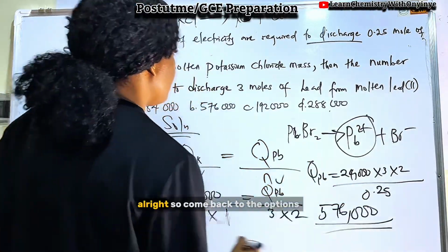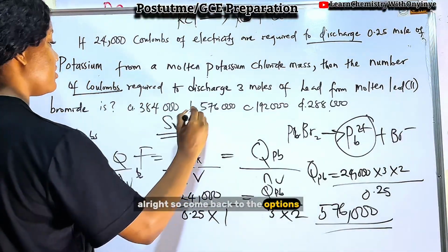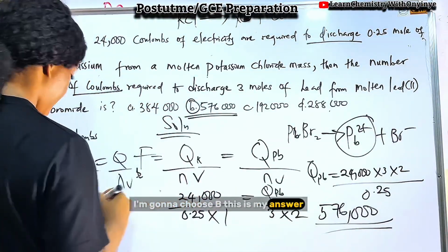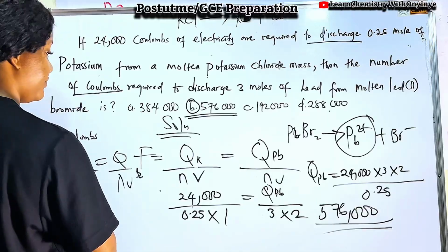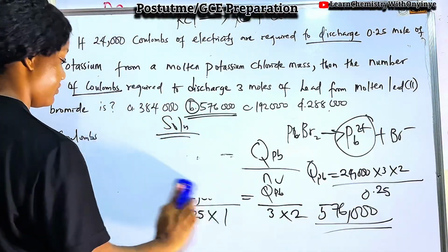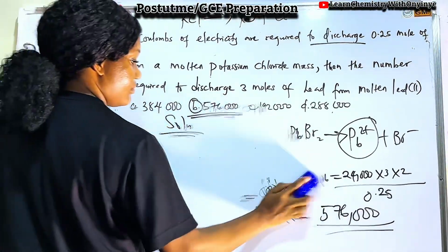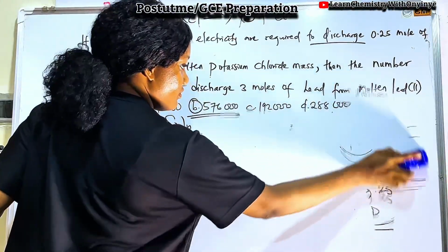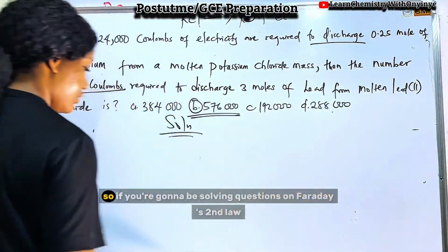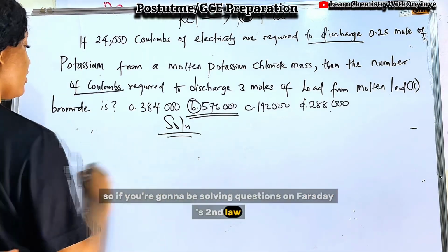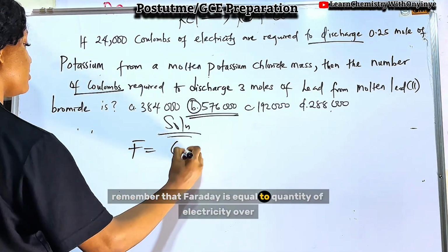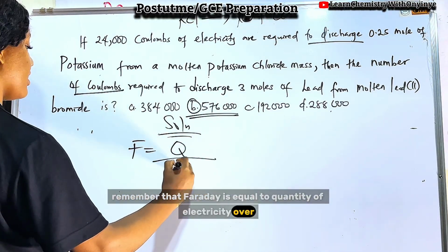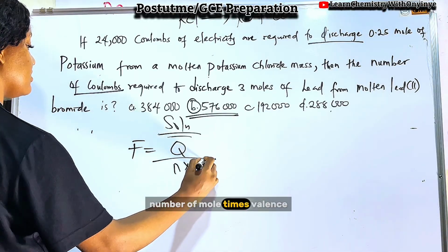So we have this as 576,000. All right. So come back to the options. I'm going to choose B. This is my answer. So if you're going to be solving questions on Faraday's second law, remember that Faraday is equal to quantity of electricity over number of mole times valency.